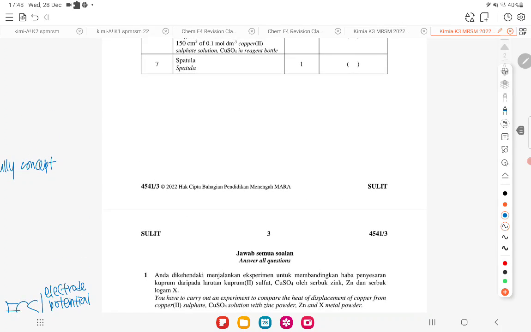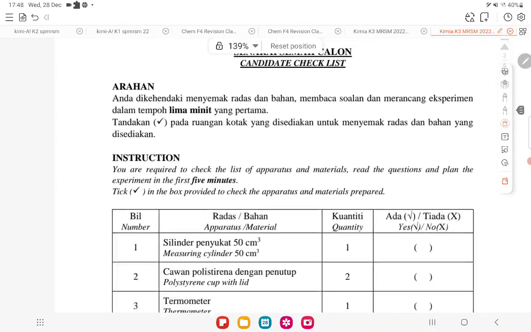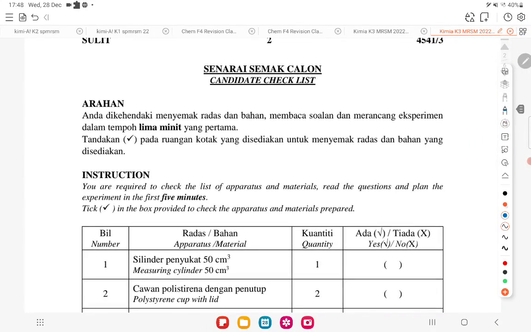So remember the rule I say what? Keep it short and simple. Keep it short and simple. So there's a general rule that we can use for your paper 3. Okay? And lastly, please spare some time to do your paper 3.